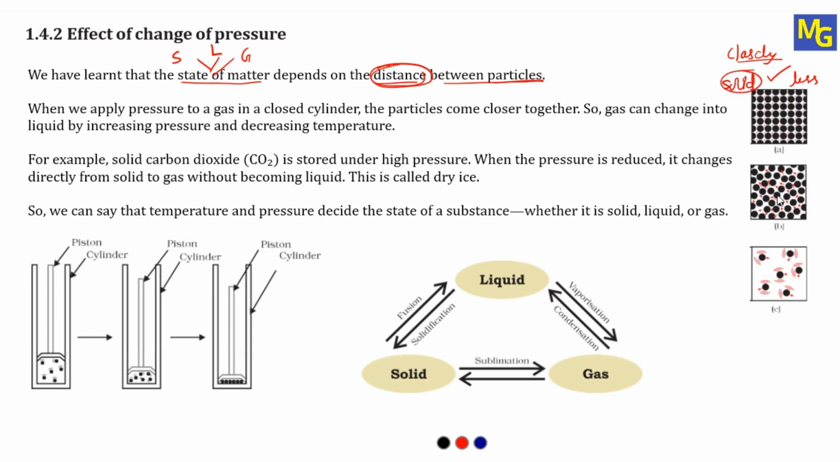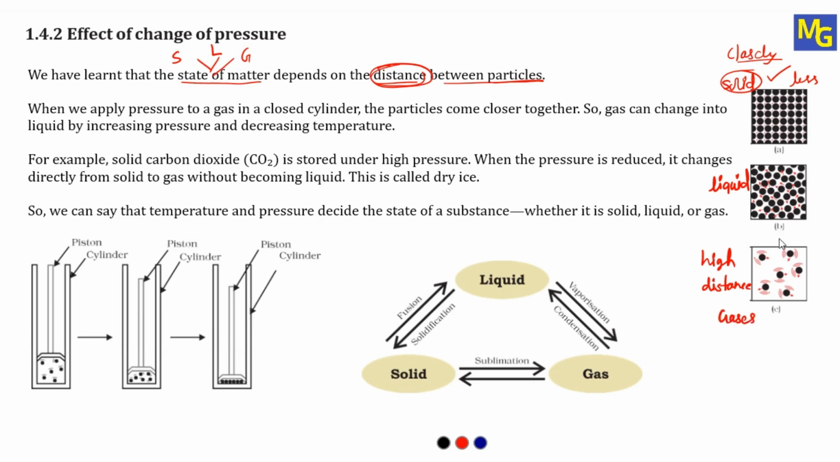In the second diagram, these black dots have a little bit of space between them. They can vibrate or move around in their spaces. This type of arrangement we can see in case of liquids, so the distance between the particles is a little more. In the third diagram, all the particles have very high space or very high distance between them. These particles can move very freely, and this arrangement can be seen in case of gases.